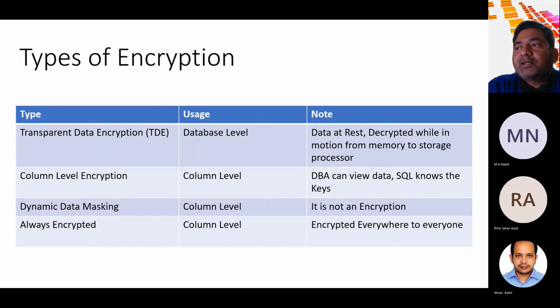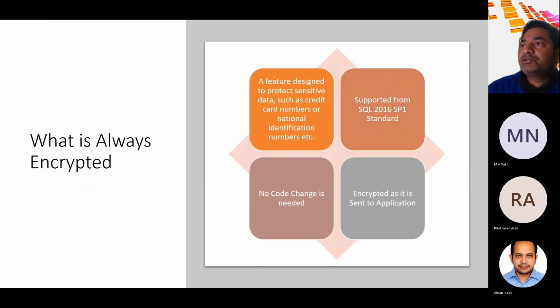And another one is Always Encrypted, which we are going to talk about today. It's encrypted everywhere. Even a DBA is not allowed to view the data unless they have full permission on controlling the keys. When the data is in motion, traveling from SQL Server to the application layer, that data is also encrypted. It is only decrypted by the drivers, by someone who has knowledge of the keys. So that is the main point behind Always Encrypted.